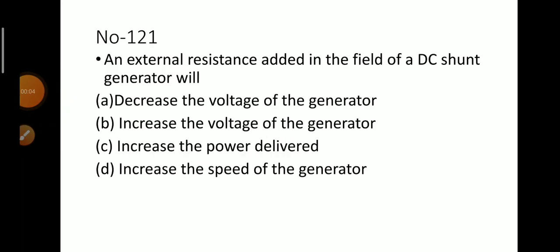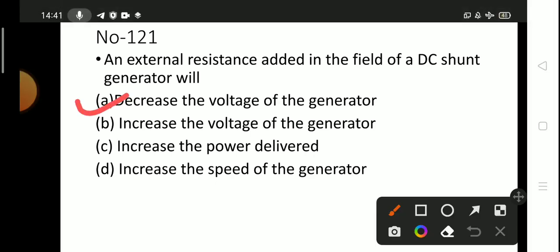Okay, let's continue. Number 121, an external resistance added in the field of a DC shunt generator will A. decrease the voltage of the generator, B. increase the voltage of the generator, C. increase the power delivered, D. increase the speed of the generator. And the answer is A, decrease the voltage of the generator.